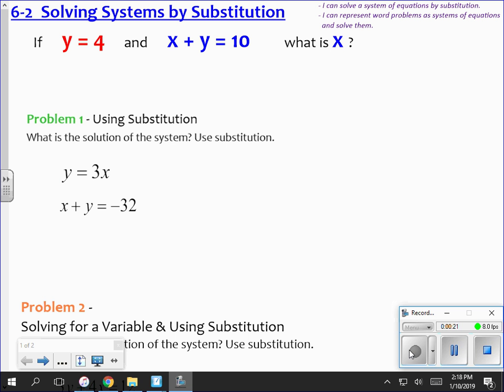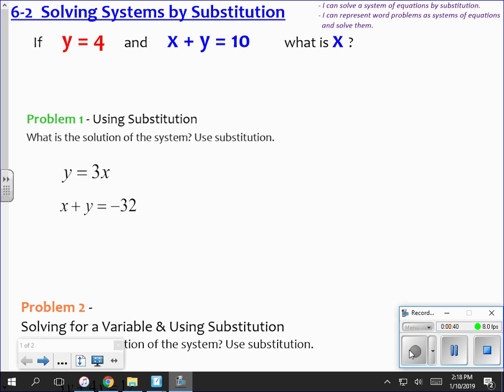The first way is solving by substitution. Now, how many variables do I have in a system? I have 2 variables in the system. So how many answers do I need? I'm going to need 2 answers. So I have x and I have y. I need to figure out what x is. I need to figure out what y is. I always have 2 answers whenever I do this.